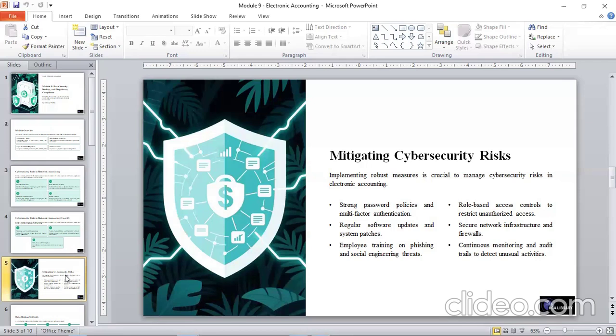Another is secure network infrastructure and firewalls. There is need to secure the network infrastructure and firewalls in order to mitigate the cybersecurity risk that we've talked about. And lastly, there is need for continuous monitoring and audit trails to detect unusual activities.